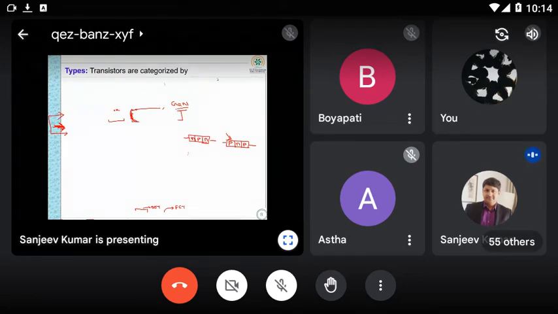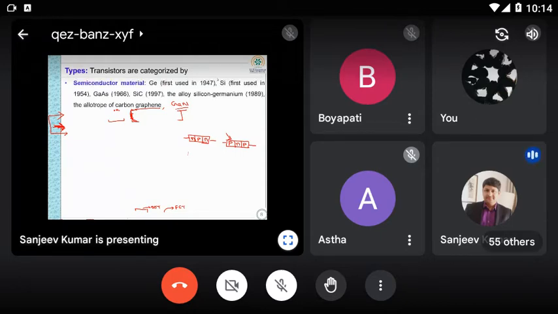Now coming to transistors. What are the types of transistor? First is based upon what type of material or semiconductor you are using. Based upon that, your transistors are categorized: germanium, silicon based, gallium arsenide based, silicon carbide. These are the semiconductors used to design transistors. Nowadays, carbon, graphene, and gallium nitride are also popularly used.